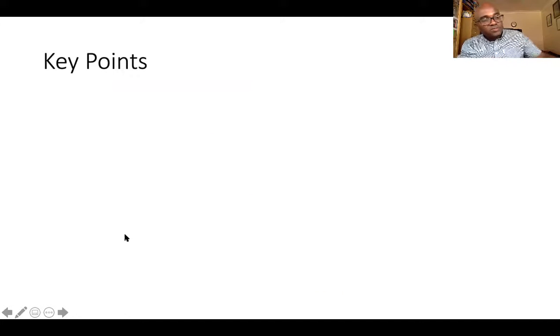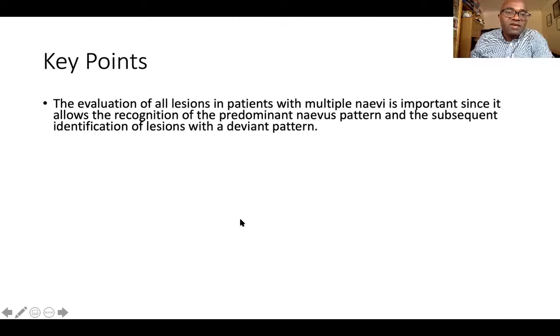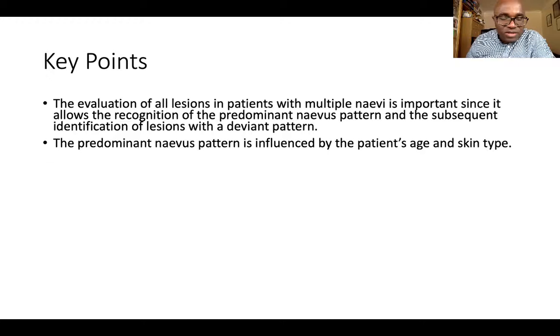So to conclude, my series key points to remember: the evaluation of all lesions in patients with multiple nevi is important, since it allows recognition of the predominant nevus pattern and subsequent identification of a lesion with a deviant pattern. So it's really important that you look at all the moles of a patient when they present to you, for something which looks different. The ugly duckling sign. The predominant nevus pattern is influenced by the patient's age and also the skin type.